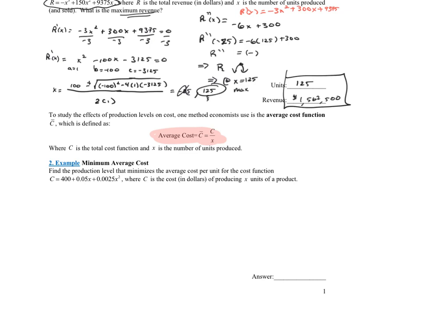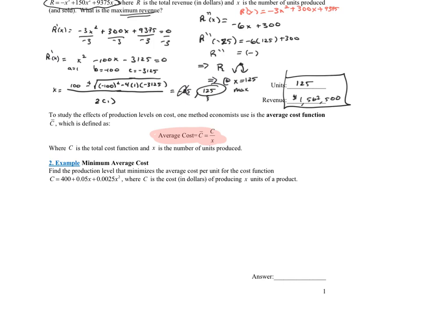Well, here we have the cost function, and we divide it by the number there are. The number there are is x. So how do we find the average cost function? Take the original cost function and divide it by x. That's how you find average cost. Then we're going to be minimizing the average cost. So step 1, find the average cost by dividing cost by x, then find its derivative and its critical values.